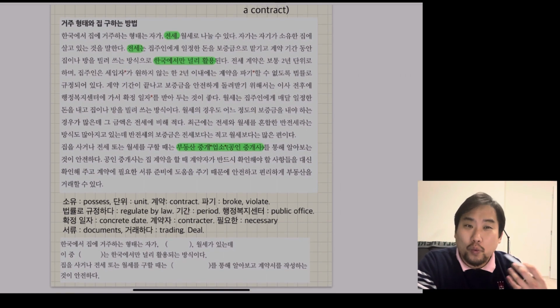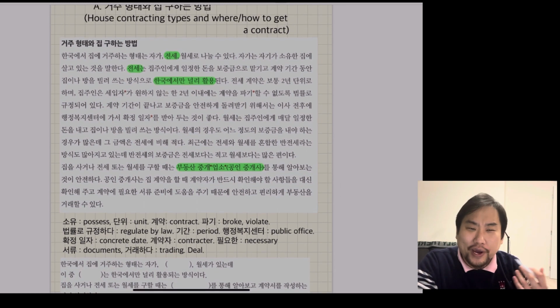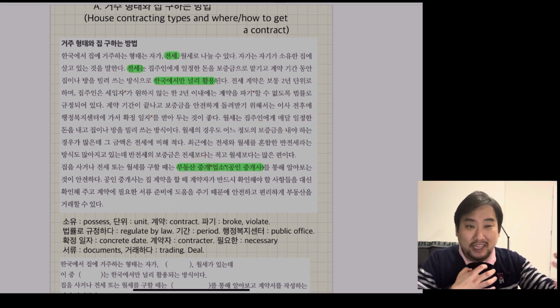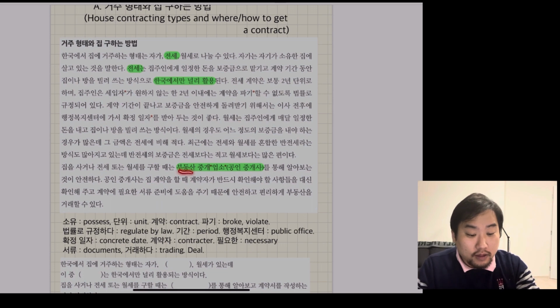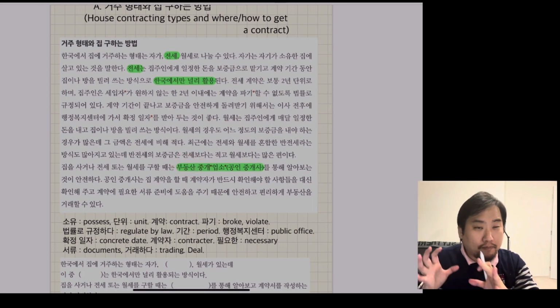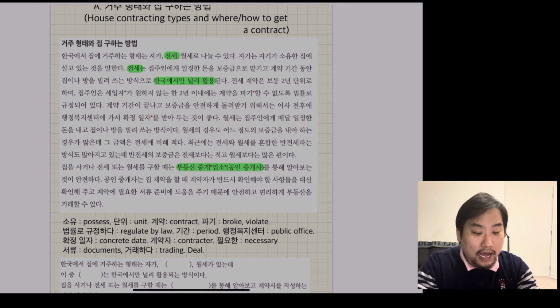So that's the types of how you buy houses in Korea. And second one, where and how. Where and how to get a new house. So 집을 사거나 to buy or borrowing, 전세 또는 월세를 구할 때 부동산 중개 업소. 업소 is like a shop. 부동산 중개. 중개, it means delivery. So 부동산 is not moving value, it's usually a house. So house delivering company, house delivering shop.